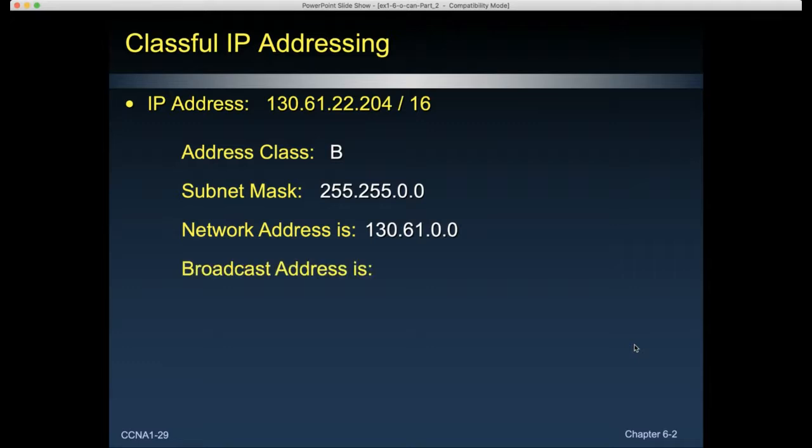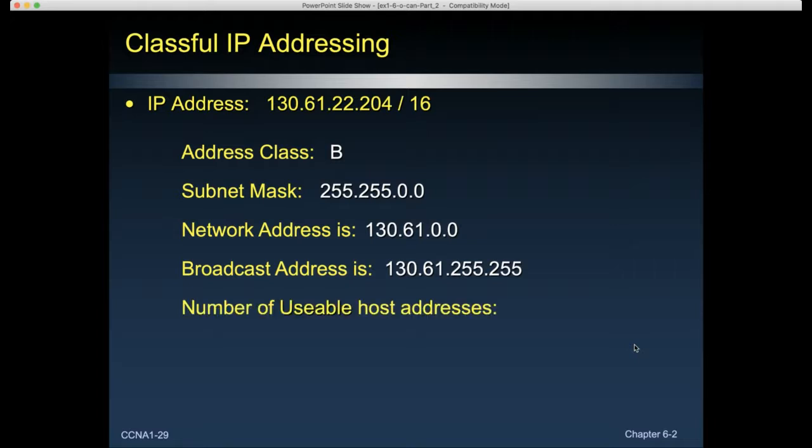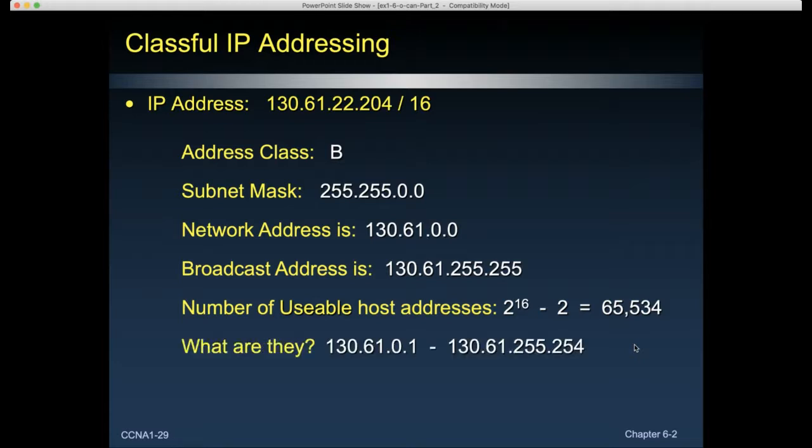What's the broadcast address? What's our definition of a broadcast address? All the host bits are set to ones. So 130.61.255.255, which is all ones in binary. What are our usable host addresses? Well, 65,536 minus 2. So 0.1 to 255.254 are the over 65,000 addresses we could use in this particular network.